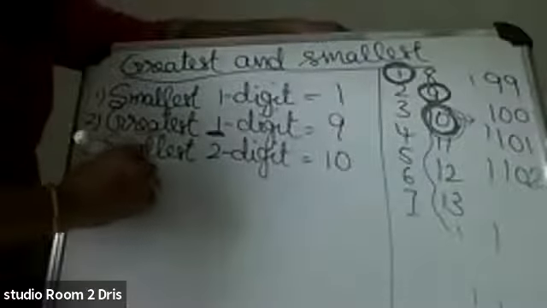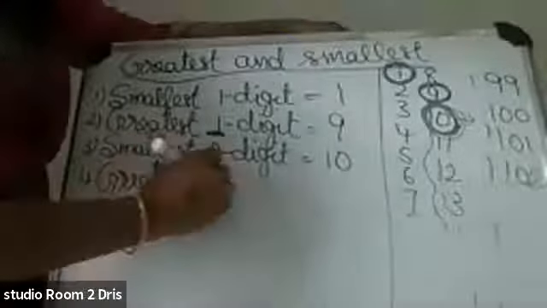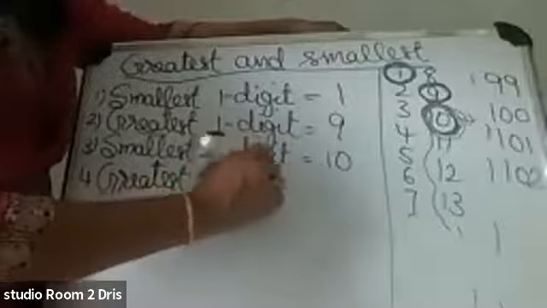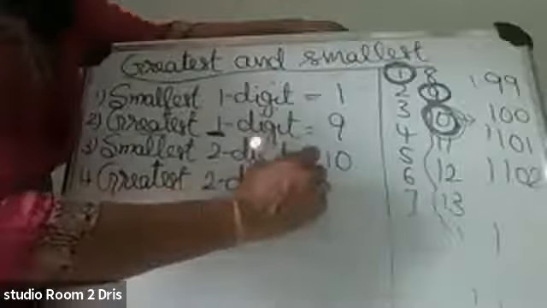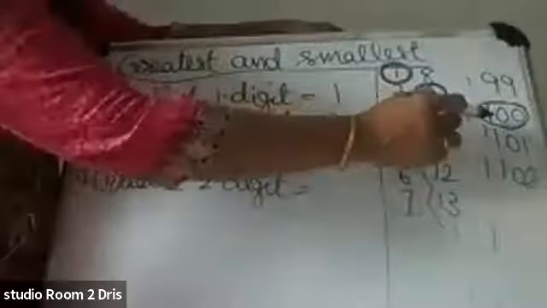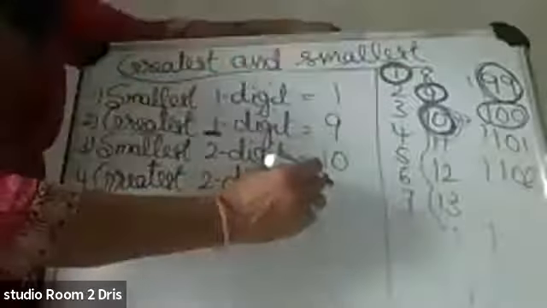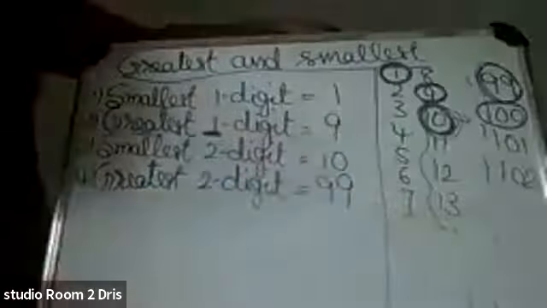So now we have to find out the greatest two-digit number. Now the greatest two-digit number is... look at the number 100. 100 is a three-digit number, so it will come under three digit. So the last number is 99. So that is the greatest two digit number.